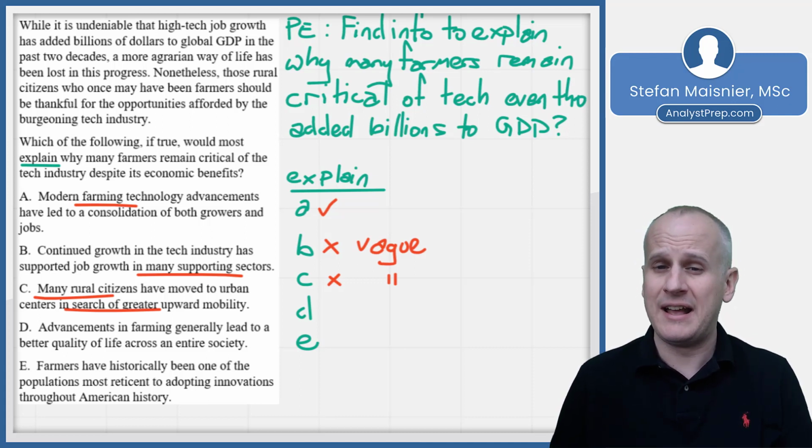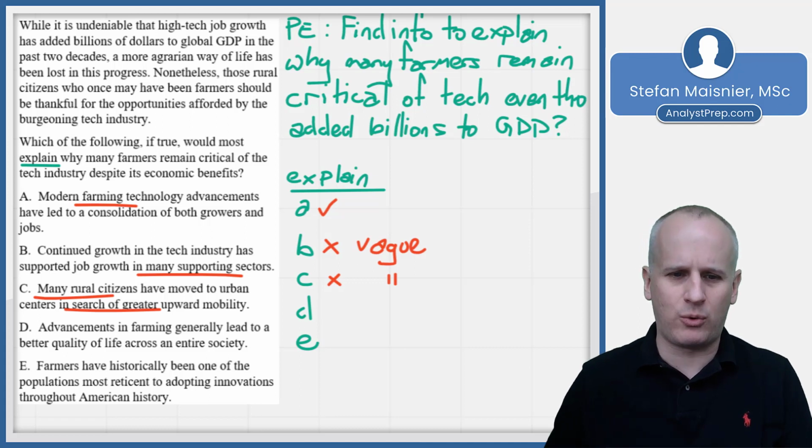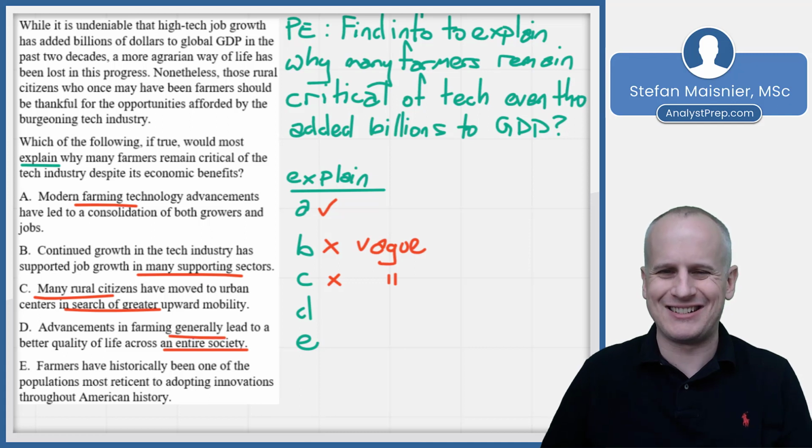Once again, it is vague. And if you like choice A, you just go more quickly through that without trying to convince yourself of C. Choice D, advancements in farming generally lead to a better quality of life across an entire society. Well, generally, an entire society are not going to be relevant to our farmers specifically. Generally is vague. An entire society, does that include our farmers? I don't know. And we're supposed to be focused solely on those farmers.